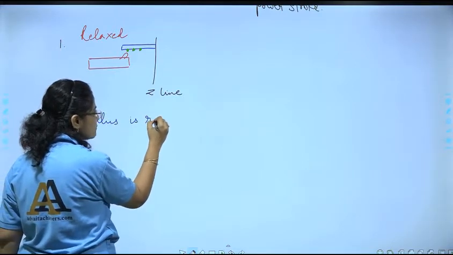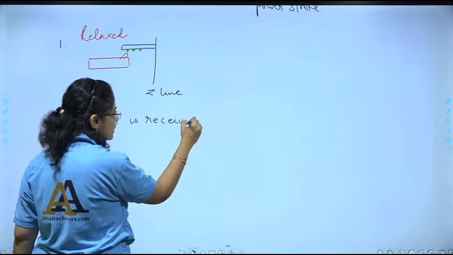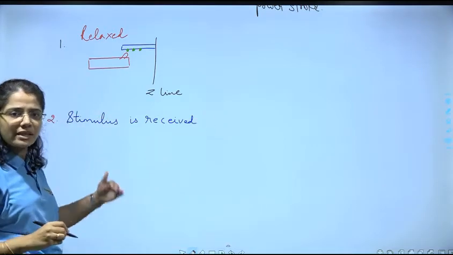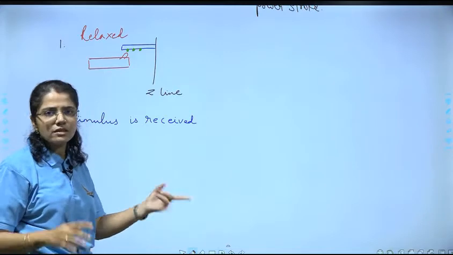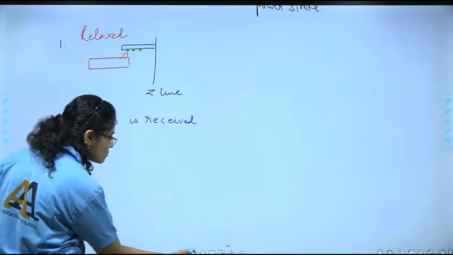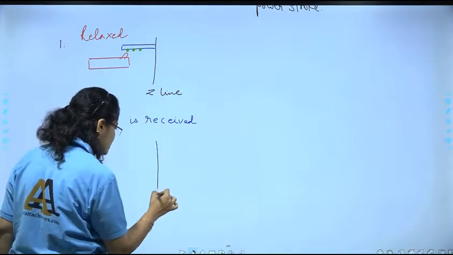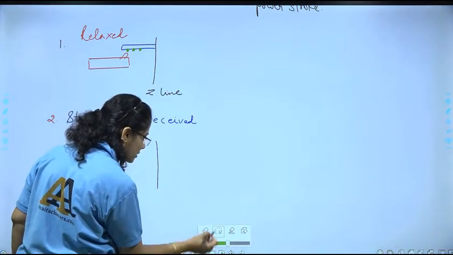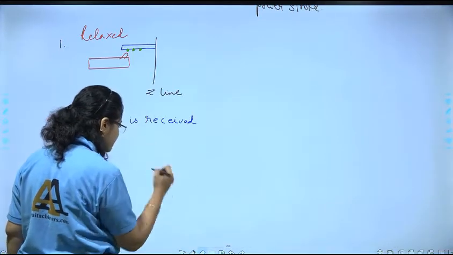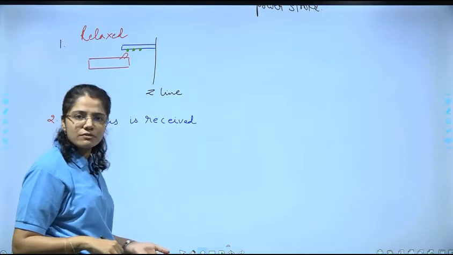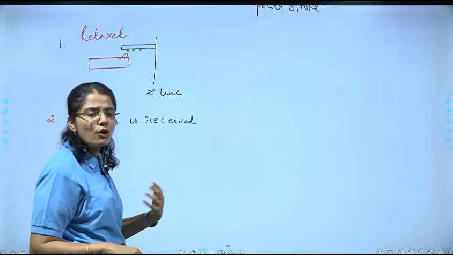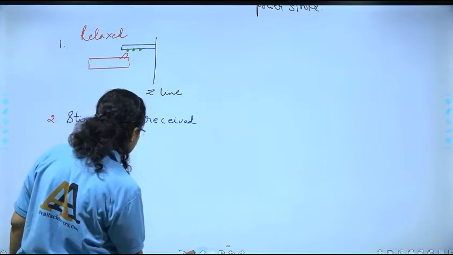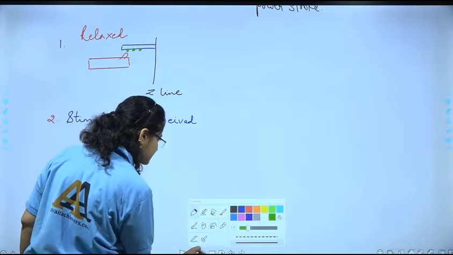When the stimulus is received, what is the next step going to be? We have discussed earlier, the stimulus will be received. So what is going to happen at the neuromuscular junction? The membrane permeability will change, calcium ions will be released from the T tubules, and those calcium ions will bind to troponin, right? So as simple as that.